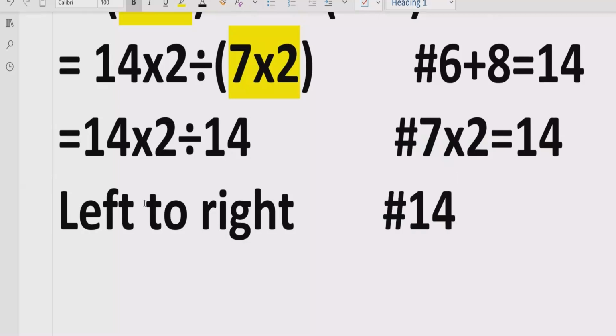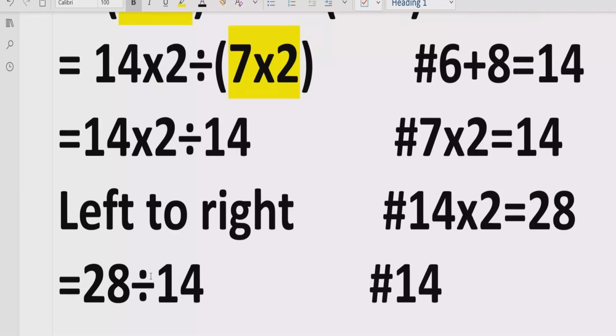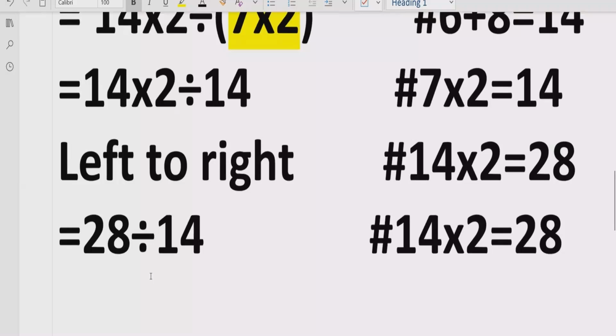So now we have 14 multiplied by 2, which is equal to 28. So for this, we have the answer 28. And we will write 28 divided by 14 as it is. And here we have to give the reference: 14 multiplied by 2 equals 28. Now we have two terms, 28 divided by 14. So we will divide both of them and get the answer 2. So the answer of the given expression is 2.